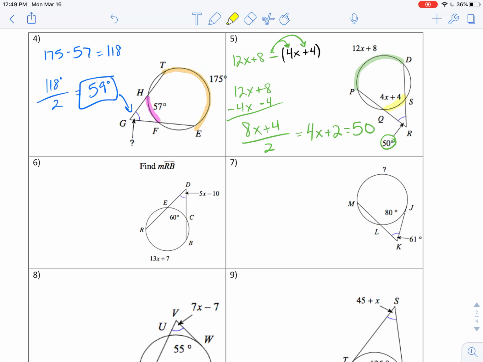So let's go back here. Step 1, we noticed our intersection was outside, so we subtracted the bigger arc minus the smaller arc. You know, combined our like terms, did that simplification here, and then we divided by 2 to get 50 degrees. So now let's do our last 2 steps. I'll subtract 2. 4x equals 48. So x must be 12.